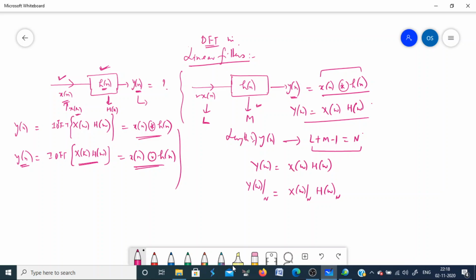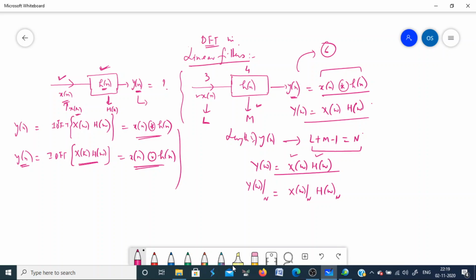Okay, the Y omega, which is the product of X omega and H omega, in the DFT domain. Because its length is M plus N minus 1. Suppose this sequence has a length of 3 and this has a length of 4. What is the length of the output? It is 4 plus 3 minus 1, which is 6.